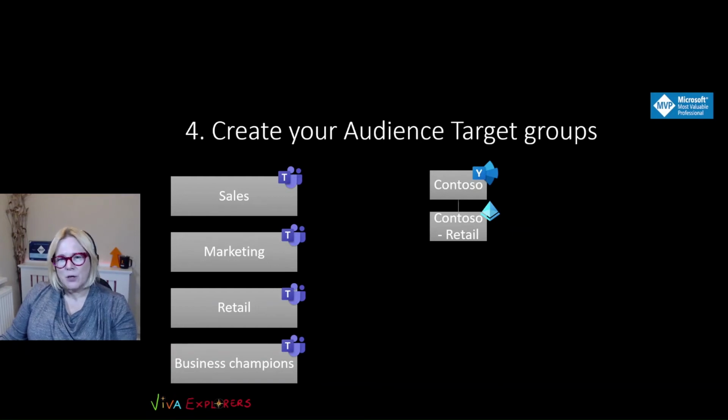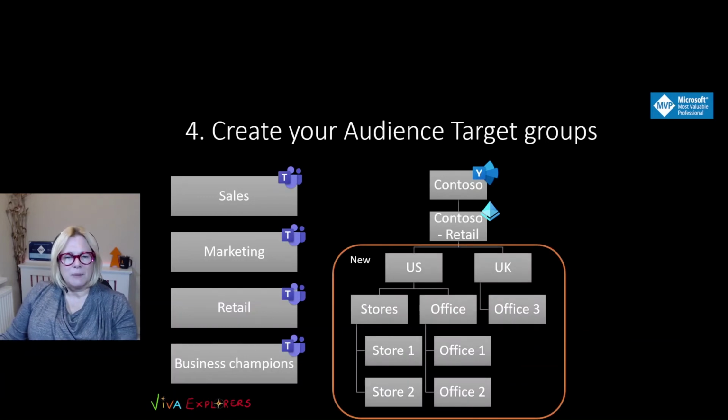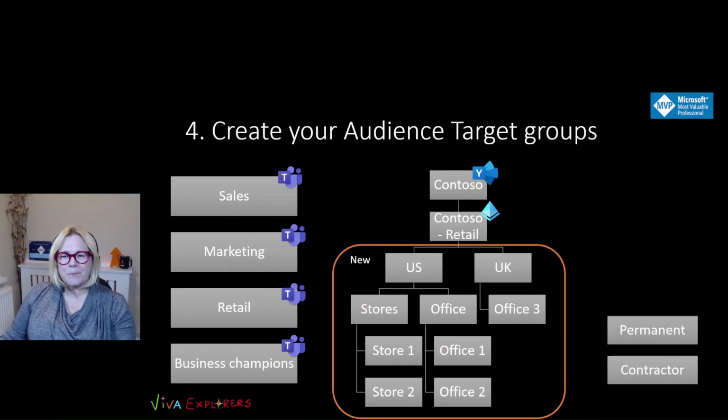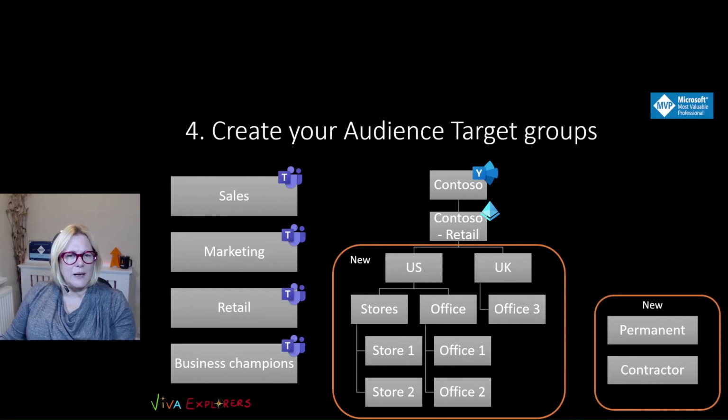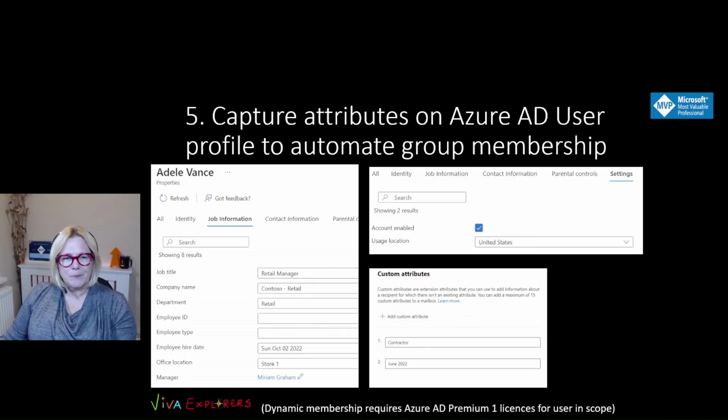However, she may have some new groups, such as she needs to be able to target US and UK, and she may want to send some communications to particular offices or stores in case, for example, there's an incident or something's happening in a particular location. So you need to consider how you're going to do that. And also she needs to be able to capture whether somebody is a permanent or a contract employee. So these are new, so you need to think, how am I going to create those?